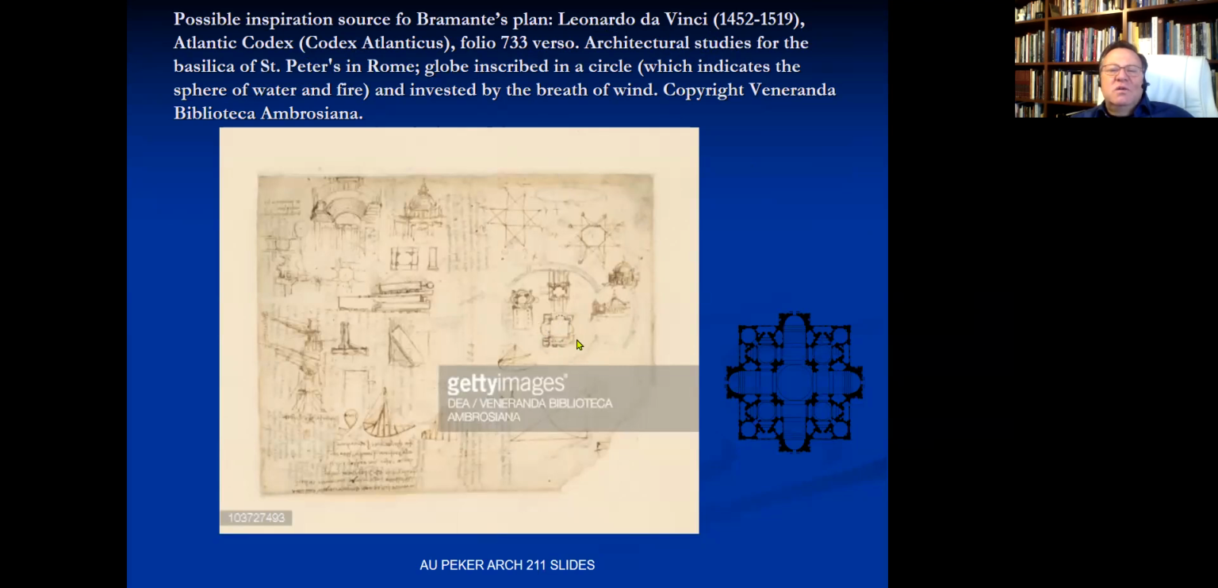This is the centralized plan, which indicates the sphere of water and fire, the cosmological notions as usual, and invested by the breath of wind, from Bibliotheca Ambrosiana. This is the image created by Leonardo da Vinci, 15th century. You see how Bramante, Leonardo, Alberti altogether breathed in the same atmosphere of a new culture, of a new society, of new technologies, and so forth.